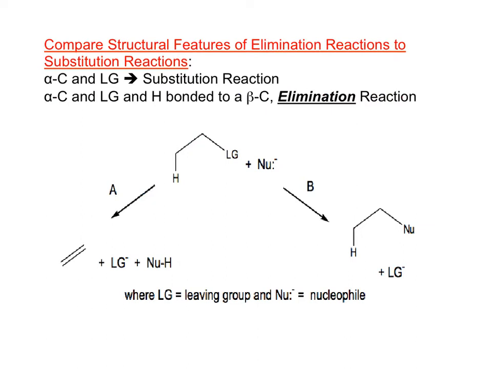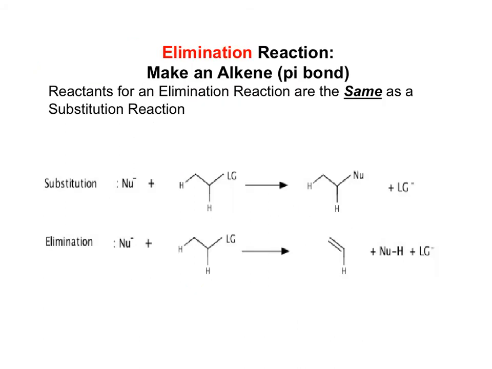Note that the reactants for an elimination reaction are the same as for a substitution reaction. The only difference is that for an elimination reaction, we need an H bonded to a beta carbon. The only difference between a substitution and elimination reaction is where the nucleophile reacts, either at the alpha carbon in the substitution reaction or on the H bonded to the beta carbon in the elimination reaction.